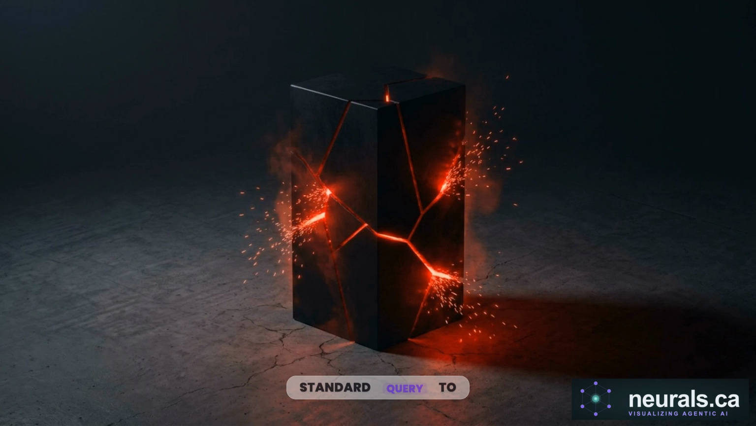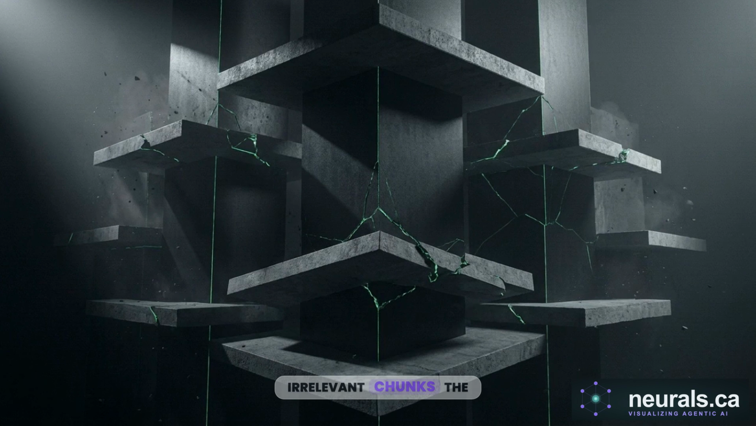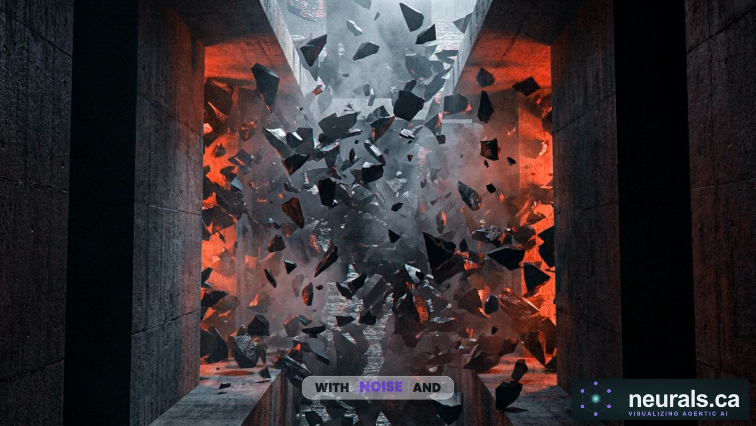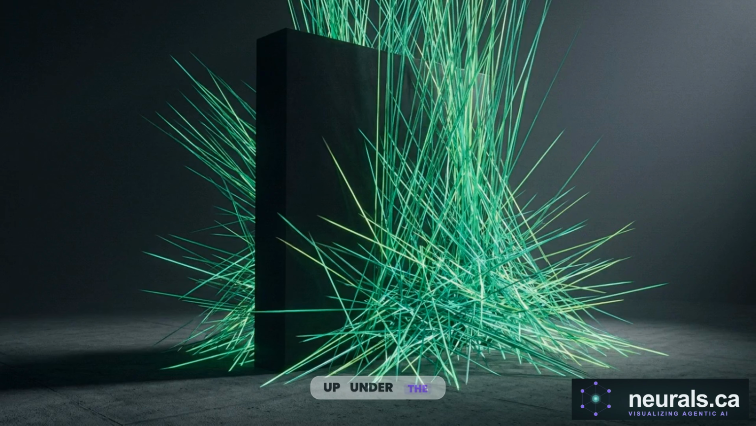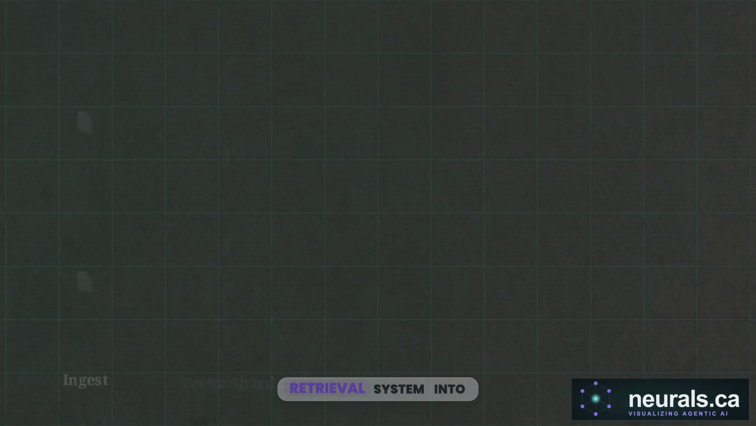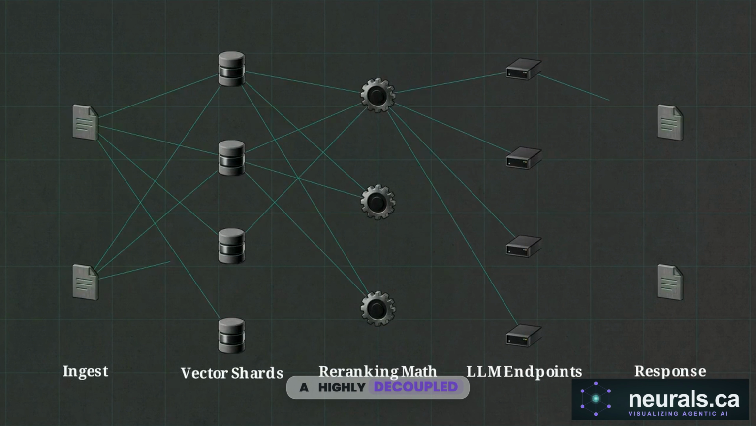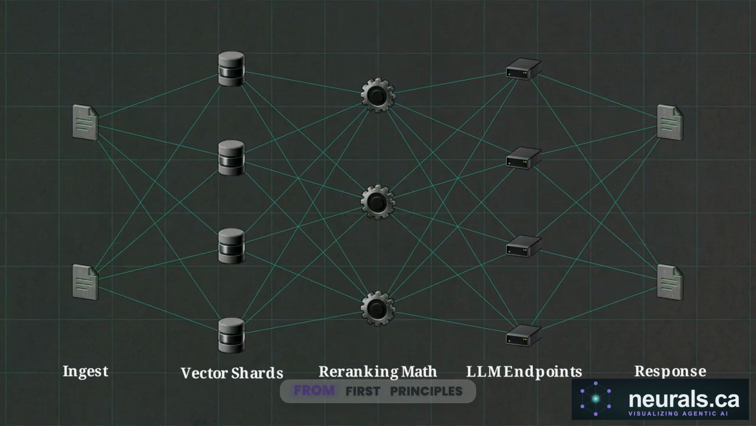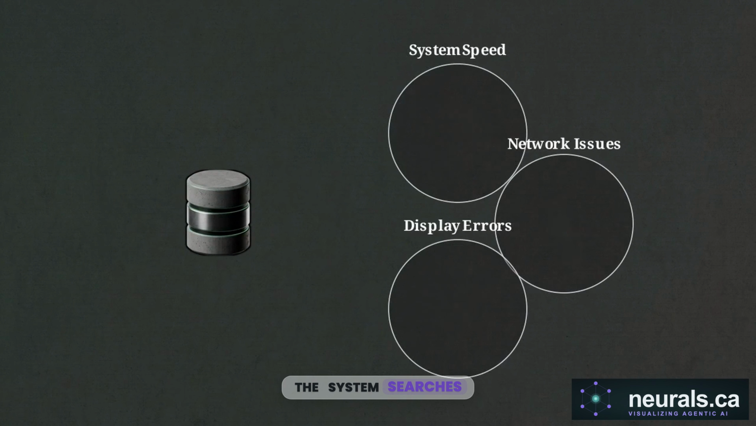A standard query to vector to LLM pipeline collapses under production load. The semantic search returns irrelevant chunks, the context window fills with noise, and the database locks up under the query volume. Handling scale requires abandoning the single vector database. We have to rebuild the retrieval system into a highly decoupled, deterministic architecture, starting from first principles. First, we have to fix how the system searches.